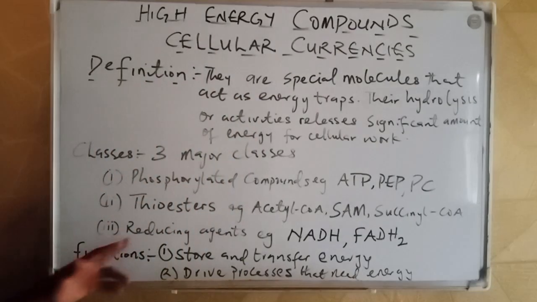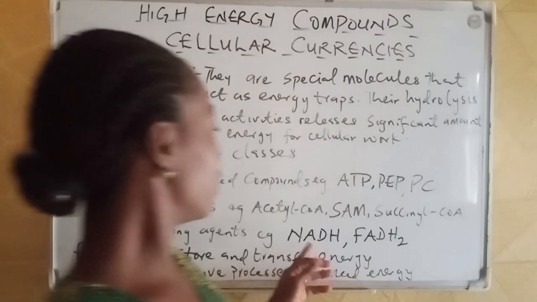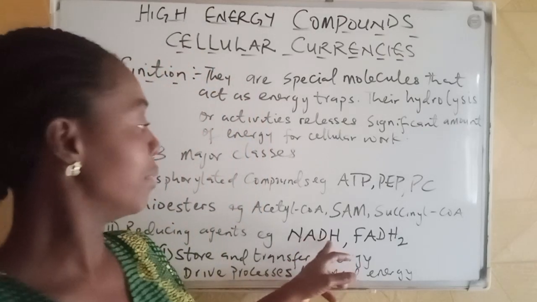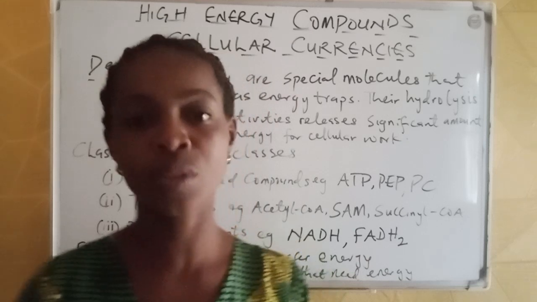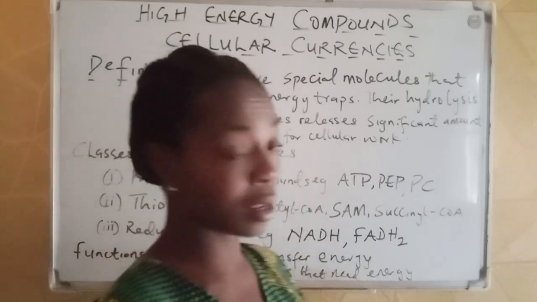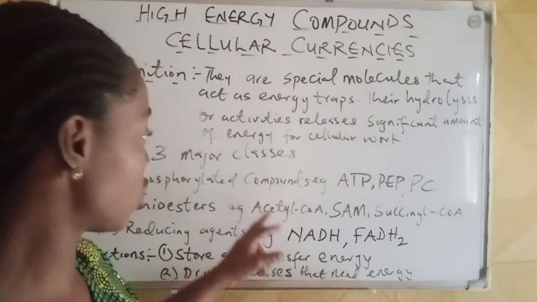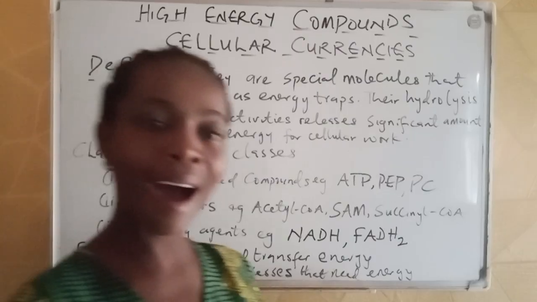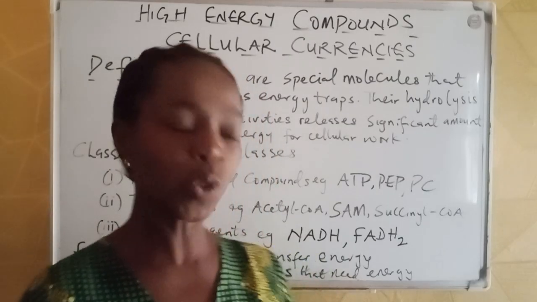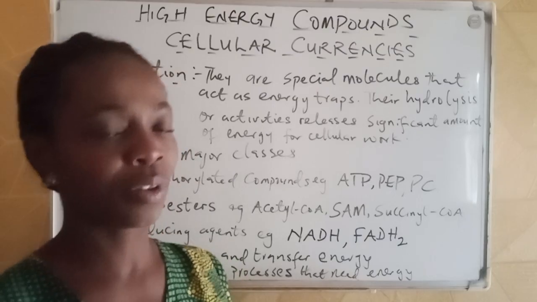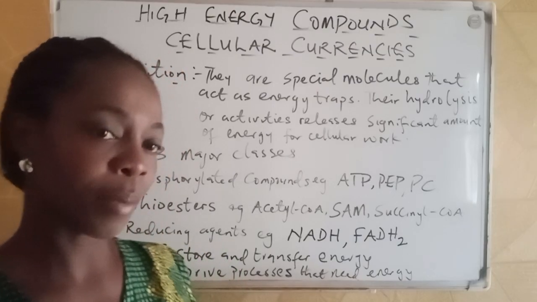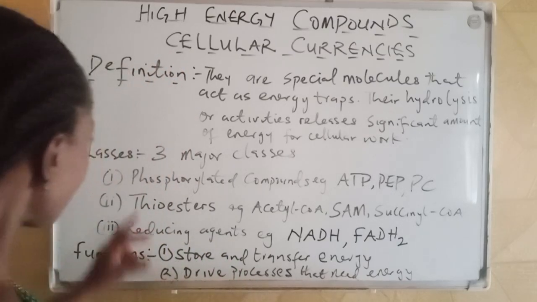And then lastly, we have reducing agents like nicotinamide adenine dinucleotide and flavin adenine dinucleotide. These ones do not contain high energy phosphate bonds like the first two, but rather they contain high energy electrons whose transfer from one molecule to another releases a large amount of energy that drives chemical processes.